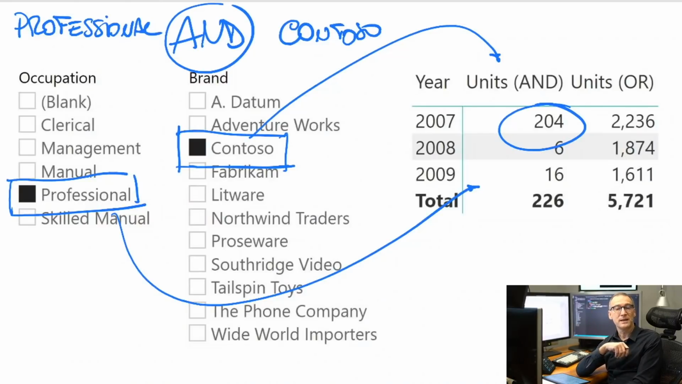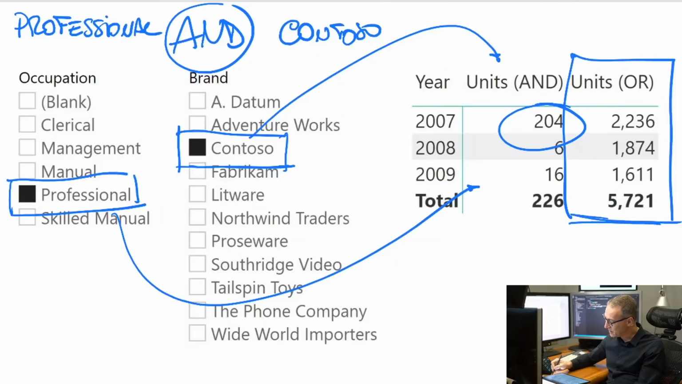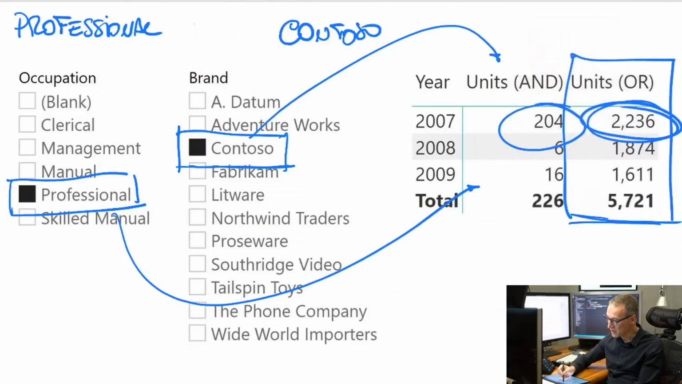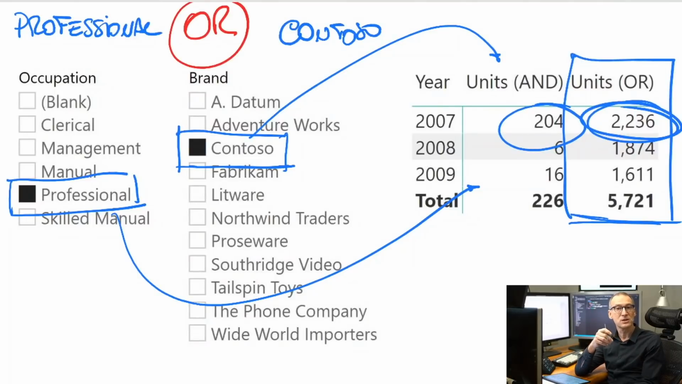What we want to obtain is a different calculation. We want to build this calculation, the units OR. Units OR, you see, shows a much larger number. And the reason is units OR, instead of using an AND condition, uses an OR condition. So we are showing the products which are sold to professionals or that are Contoso.